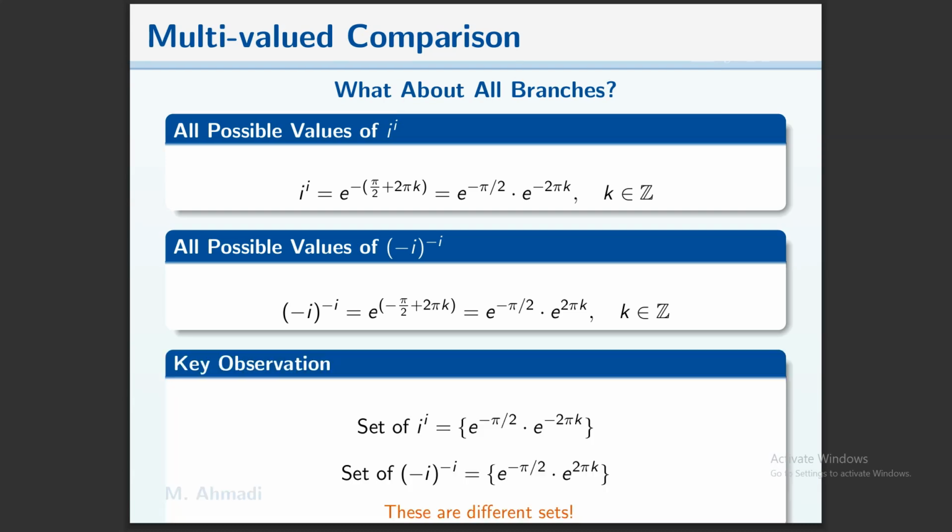So the key observation: i to the i equals e to the minus pi over 2 multiplied by e to the minus 2 pi k. And the value for minus i to the minus i equals e to the minus pi over 2 multiplied by e to the minus 2 pi k. We can see the difference is only related to the sign of the e to the 2 pi k in the last term of the expressions. They are different sets. We can see they are different in the last terms.